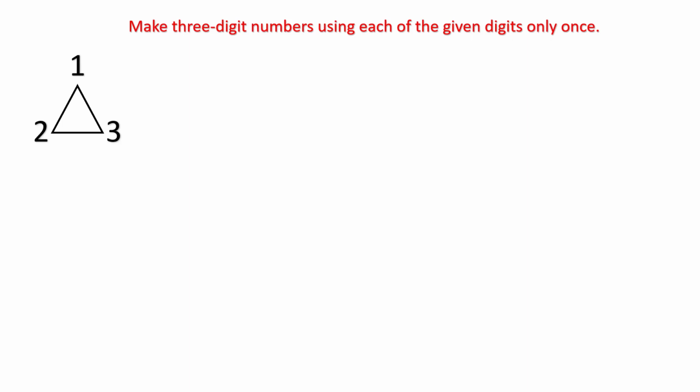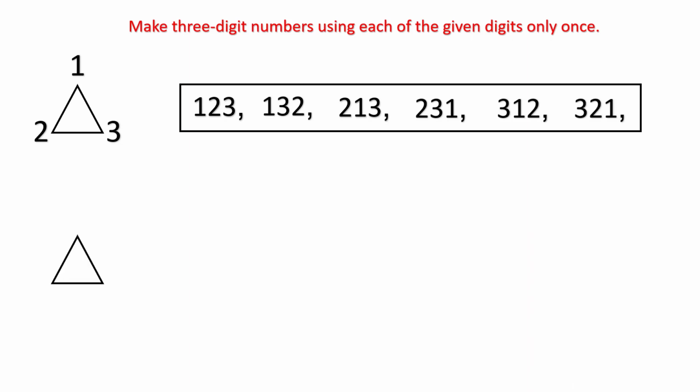Make 3-digit numbers using each of the given digits only once. Given digits are 1, 3, 2. We make 3-digit numbers from 100: 123 and 132. From 200: 213 and 231. From 300 we make 312 and 321.